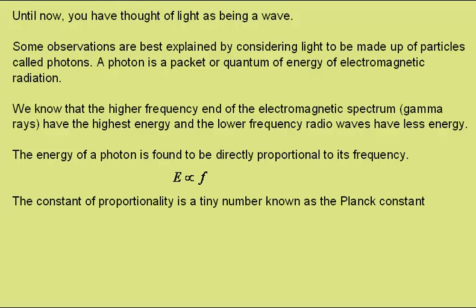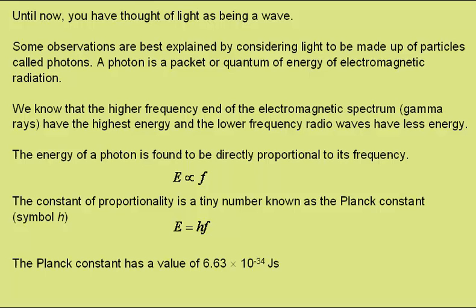The constant of proportionality is a tiny number known as the Planck constant. This is given the symbol lowercase h. So we can write that E equals hf, or the photon energy is equal to the Planck constant multiplied by the frequency of the photon. The Planck constant has a value of 6.63 times 10 to the minus 34 joule seconds.